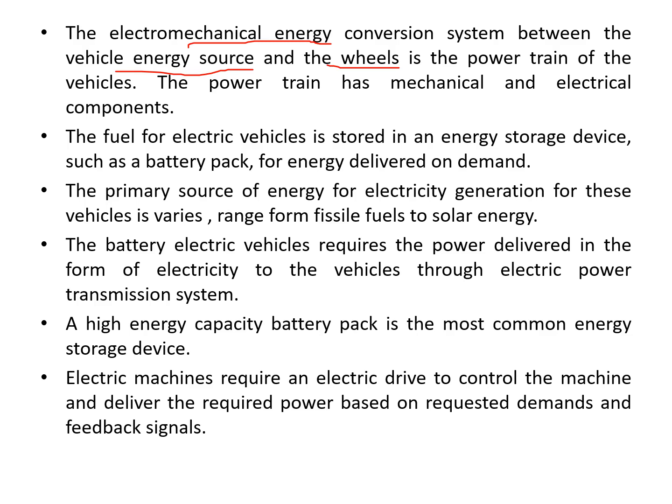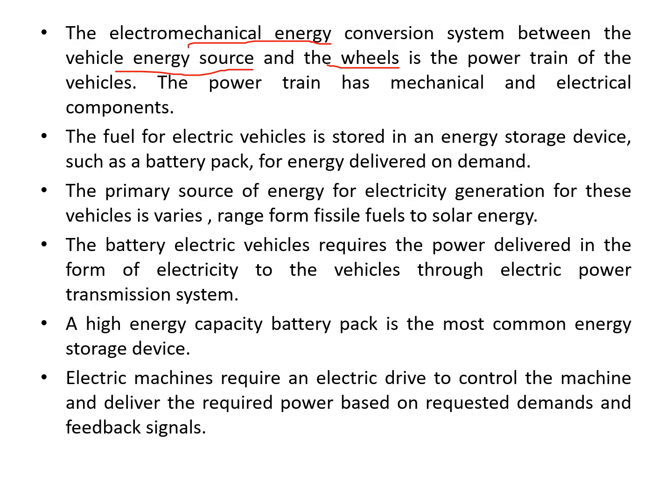The power train has mechanical and electrical components. It has both the components, mechanical as well as electrical. What are all the components it has? Just as we saw in the block diagram, those are the power converters, then the electric motor, and then the drive system, the shaft, that we saw in the block diagram.